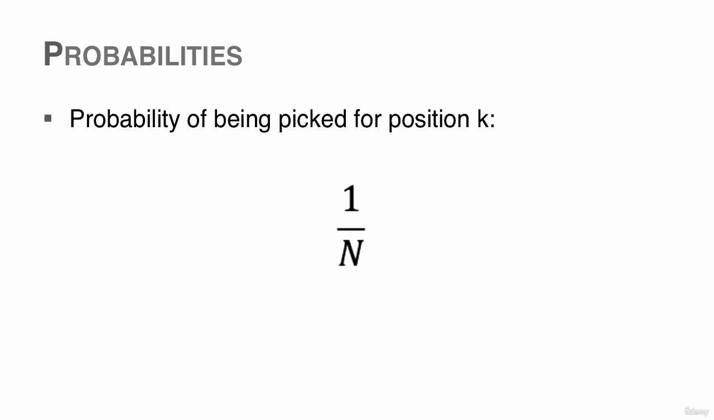Because an arbitrary item has probability 1 over n of landing in any particular position k, the algorithm does arrange the items randomly, or at least as randomly as your pseudo-random number generator allows. So now you know how the algorithm works, that it runs in order n time, and that it distributes the items in the array randomly. In part 2 of this lesson, I'll describe a few of the things you can do with this algorithm.